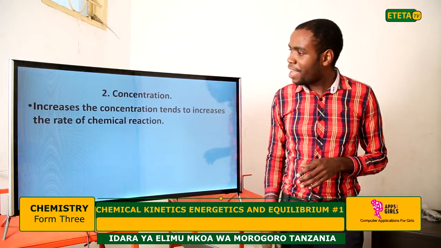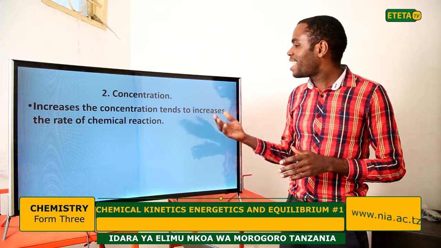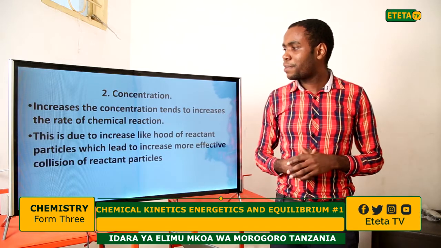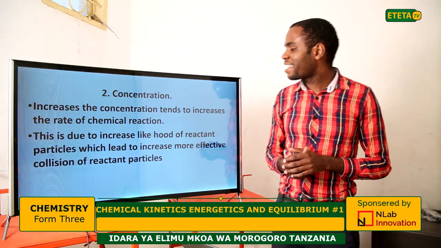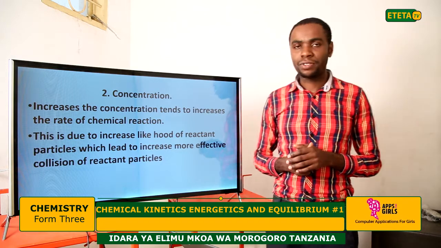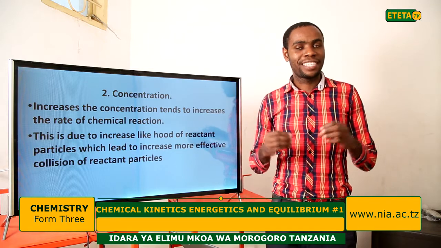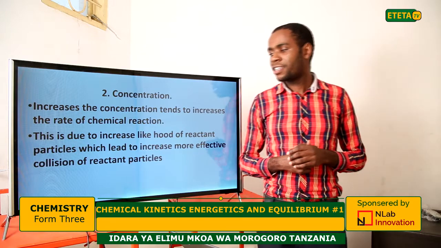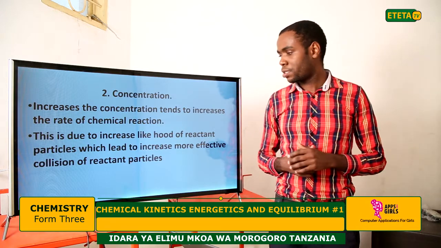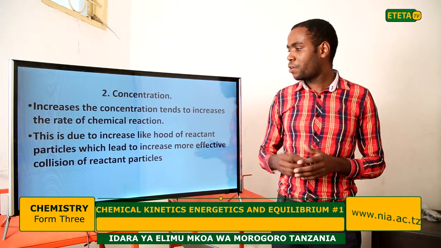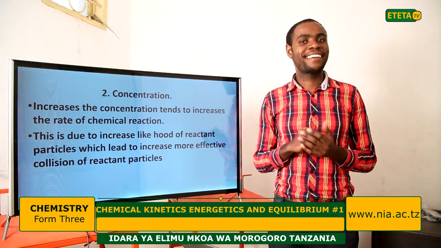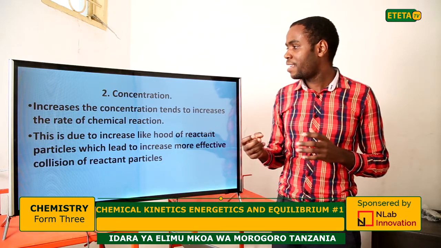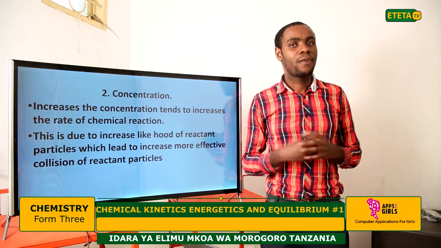Okay. Now, an increase in concentration also tends to increase the rate of chemical reaction. Why? This is because of the increased likelihood of collisions between reactant particles. The number of particles which react increases, which leads to more effective collisions of reactant particles. Once the number of reacting particles increases, the collision frequency also will increase, and for that reason, the rate of chemical reaction will increase.